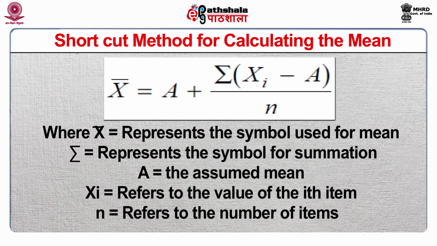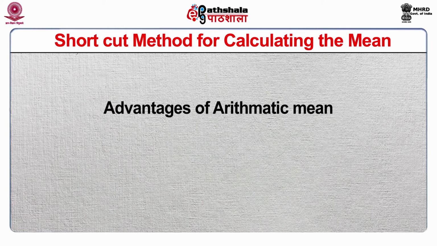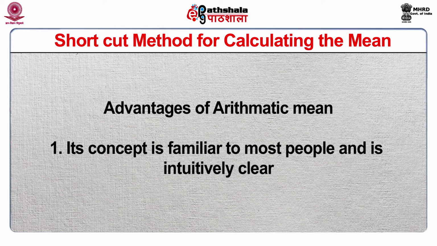A plus summation of xi minus A upon n, where x bar represents the symbol used for mean, summation is representing the symbol of summation or the sum total of the values. A denotes the assumed mean, xi denotes the value of the ith item, and n refers to the number of total items. Let's take on the advantages of arithmetic mean.